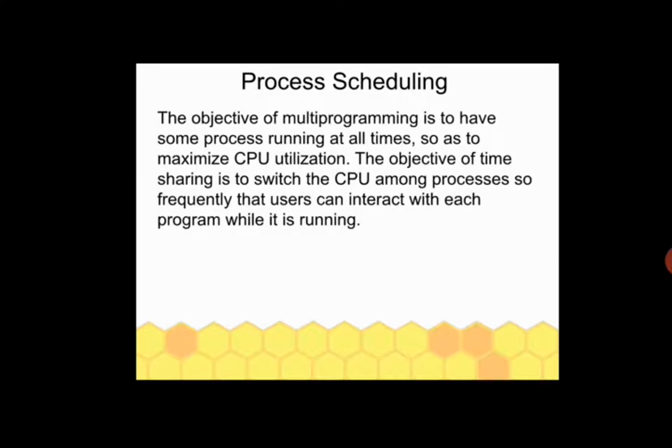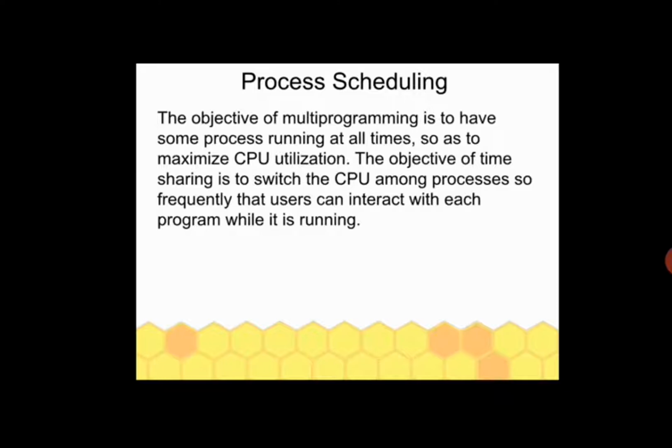Now the objective of multi-programming is to have some process running at all times so as to maximize CPU utilization. That is what I just explained now. So you are not going to keep the CPU idle, you are not going to keep the processor idle. You will be having so many processes, so many threads which have to be taken care of, which have to be considered for the execution. Okay, that is the thing.